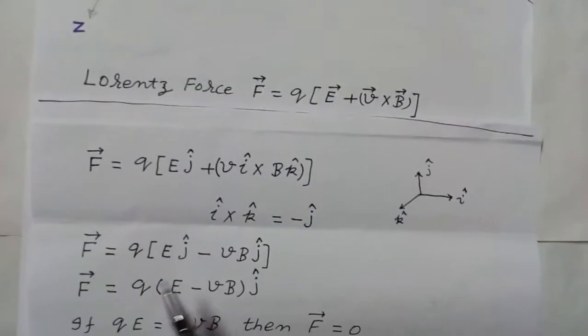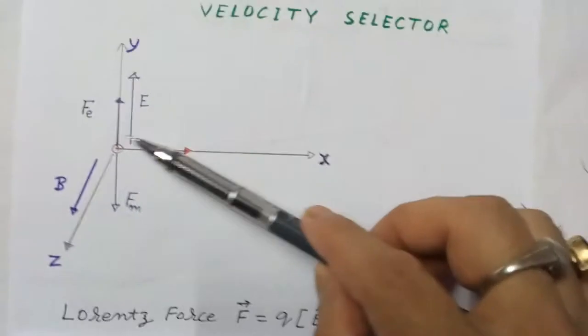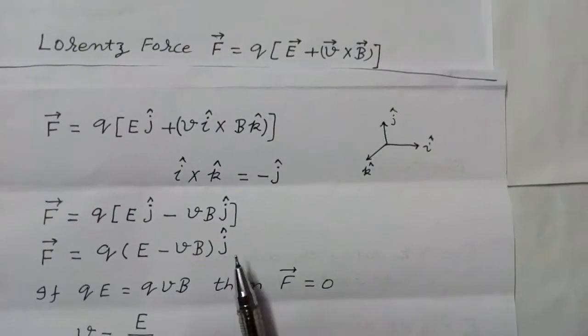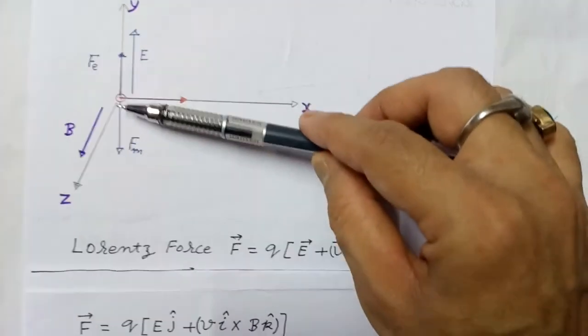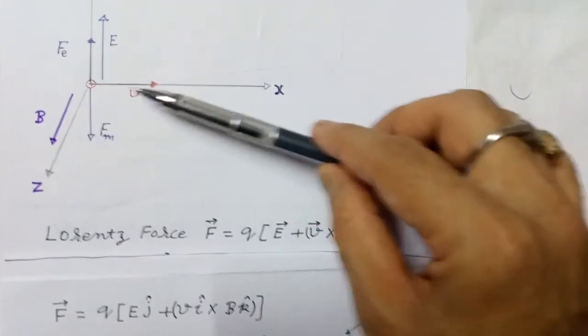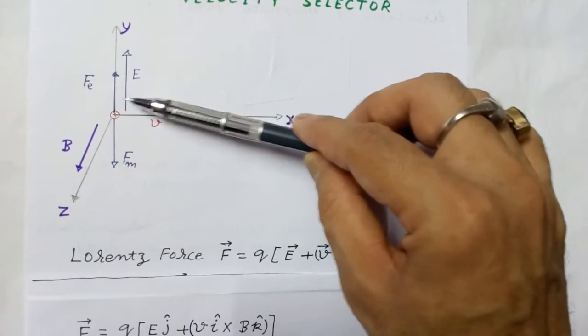Now mathematically it is clear that QE into j is force along y axis, means j direction, and minus QVBj is force along minus y axis. This is due to magnetic field. So this is magnetic force Fm, this is electrical force Fe.